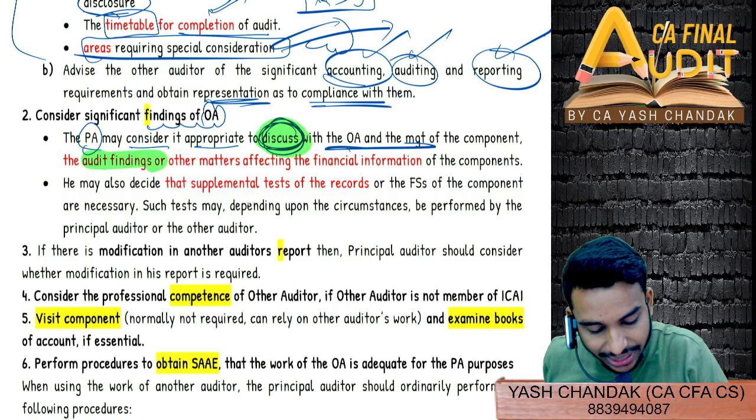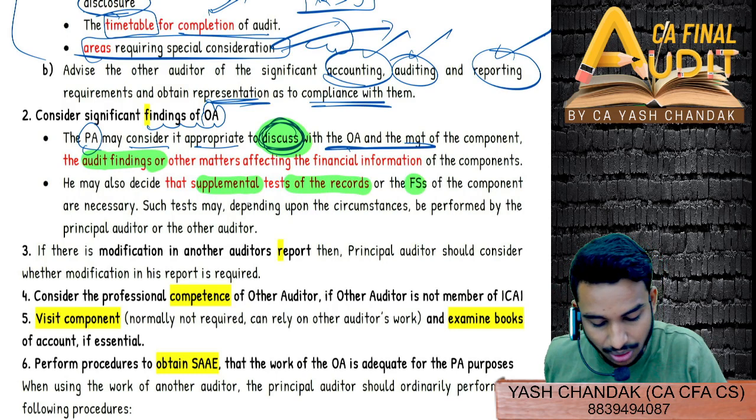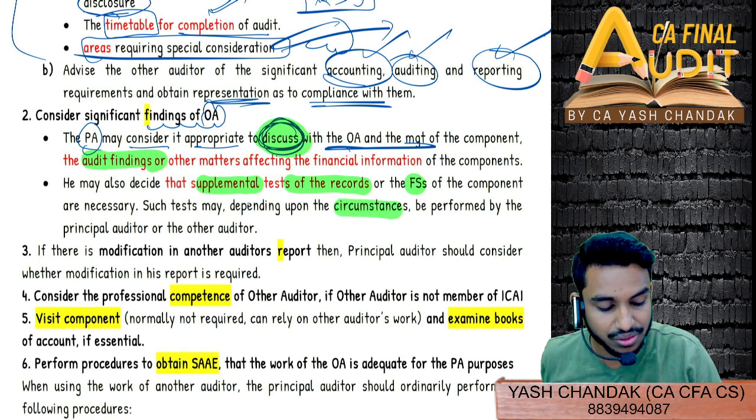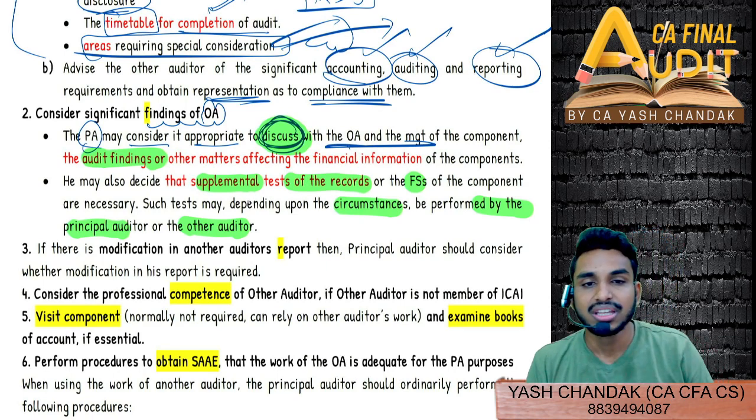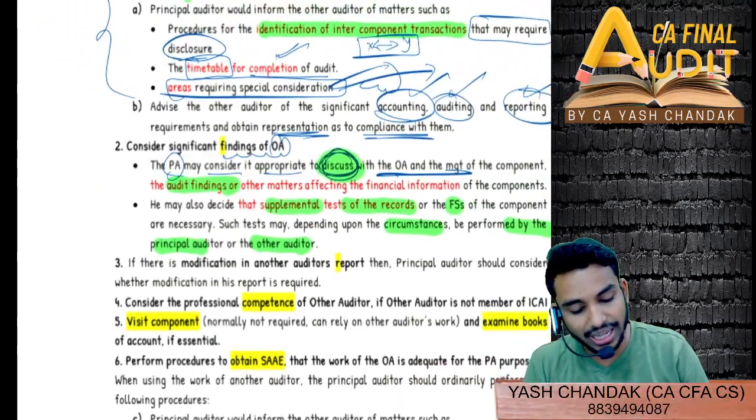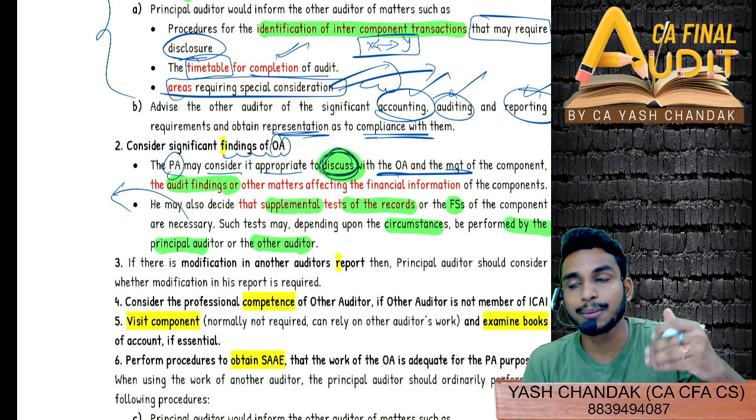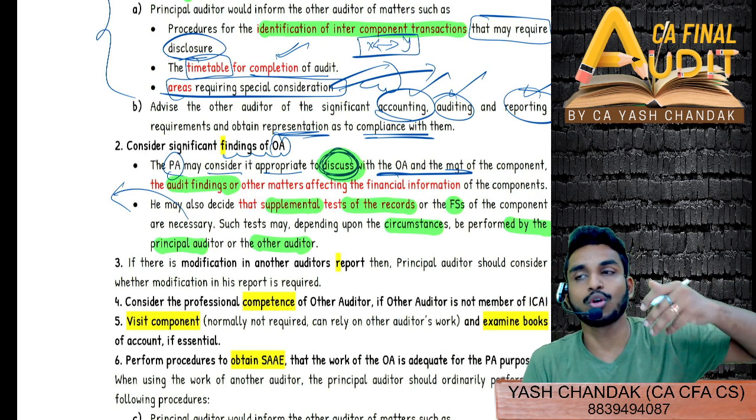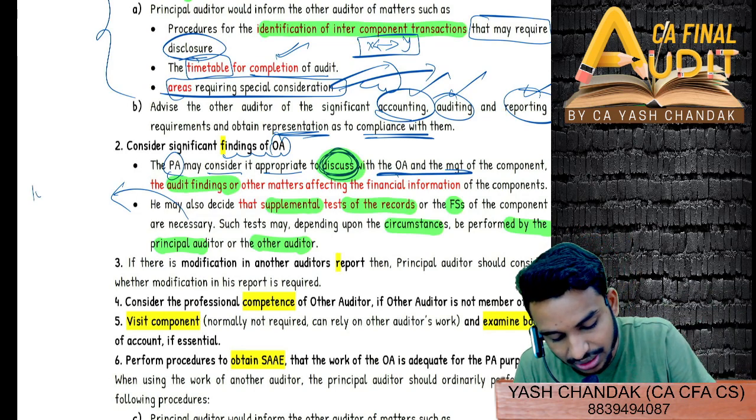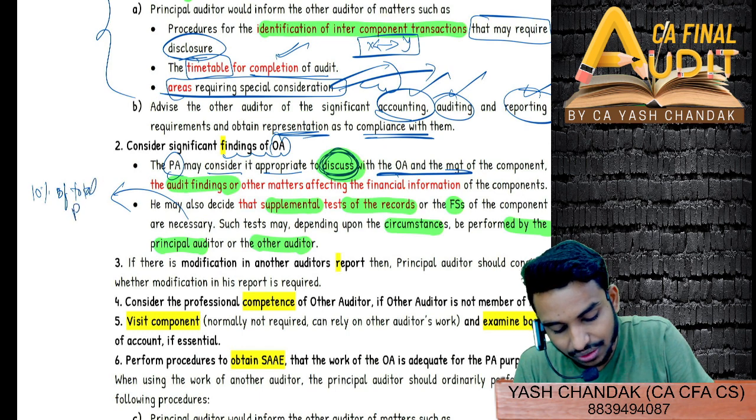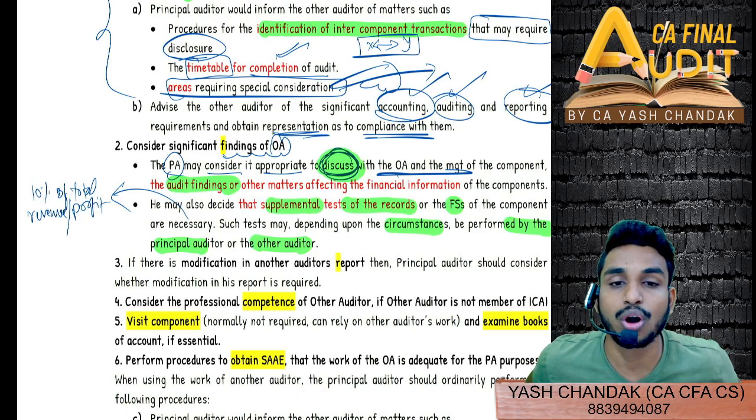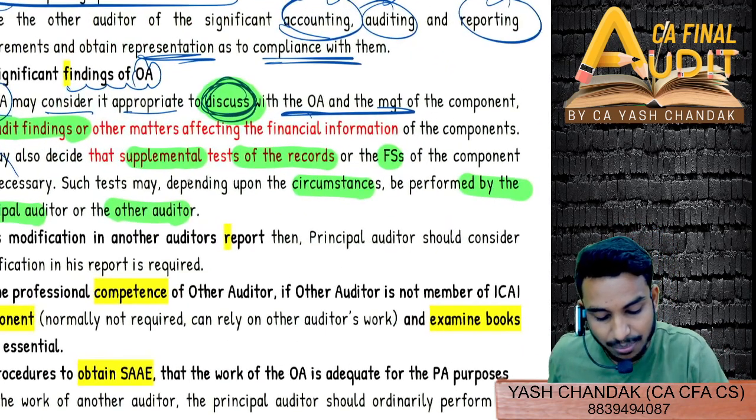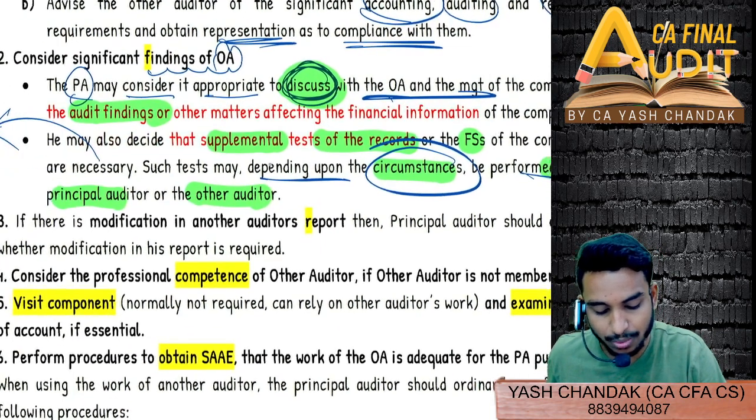Opinion parameter. Then he may also decide whether supplemental tests of the records or the financial statements of the component are necessary or not. Such tests may, depending upon the circumstances, be performed by the principal auditor or the other auditor. Generally, you will find this, for example, in segment reporting. Suppose you want to report your component's entire financial information as a separate segment. Then you test whether it is exceeding 10% of total profit or not, 10% of total revenue, 10% of total asset, 10% of total profit. So all these supplementary tests of the records or the financial statements of the component, these are necessary, depending upon the circumstances, and are performed by the principal auditor or the other auditor.